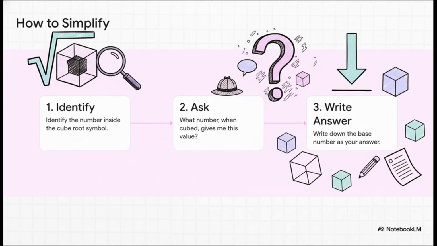First, just look at the number inside that cube root symbol. Step 2, you ask the detective question. Okay, what number when I cube it gives me this value? And then, step 3, you just write down that original base number. And that's it. That's your answer.